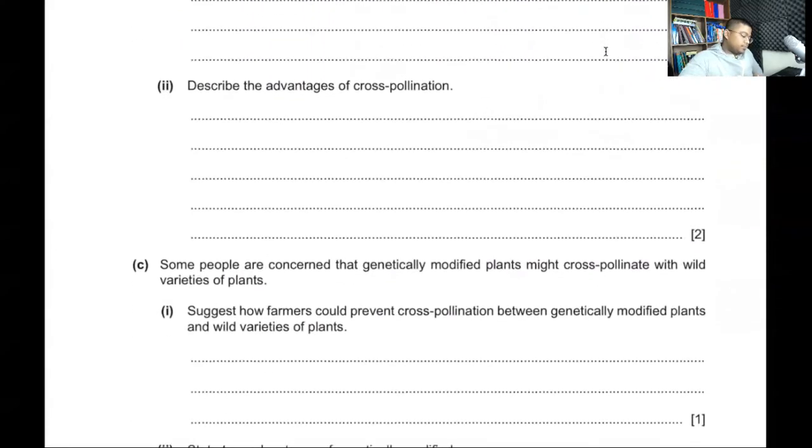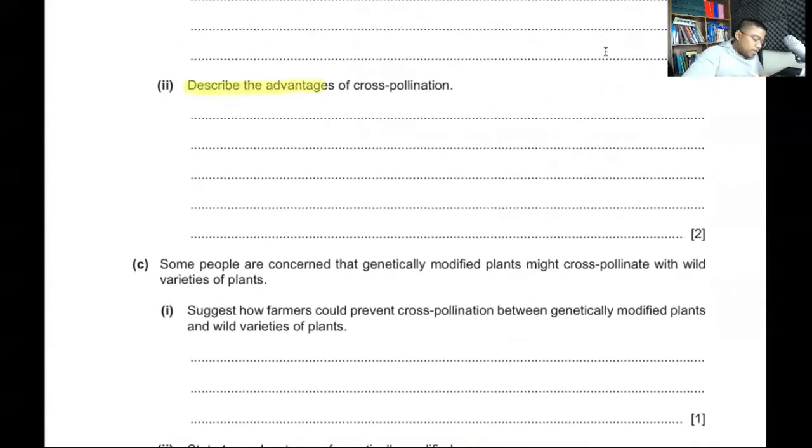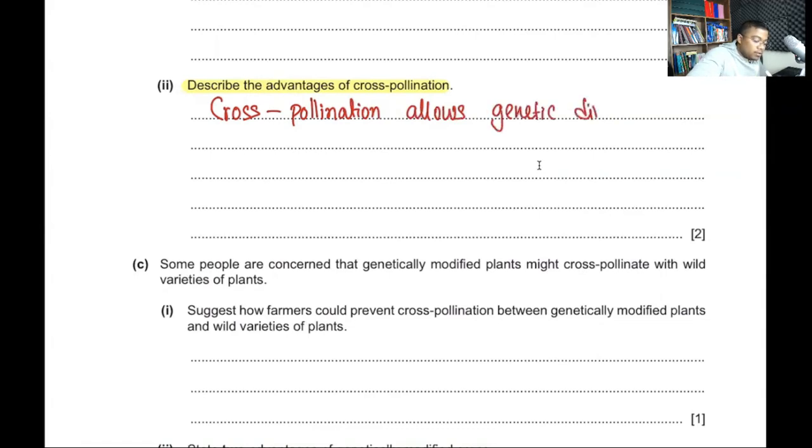Guys, next question. Describe the advantages of cross-pollination. So the advantage of cross-pollination is that it allows genetic diversity.